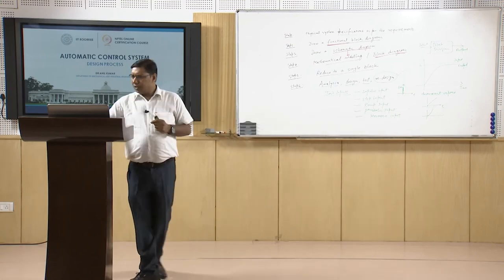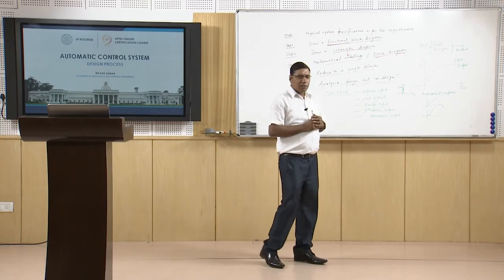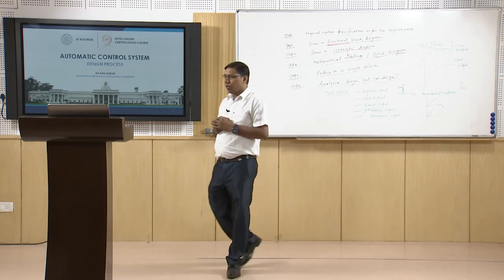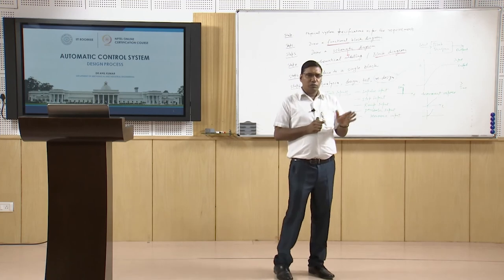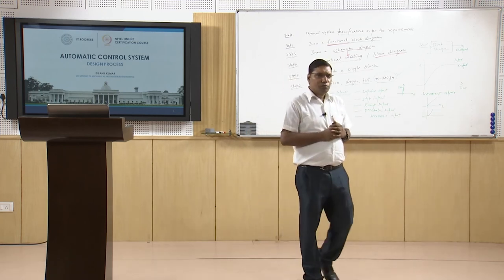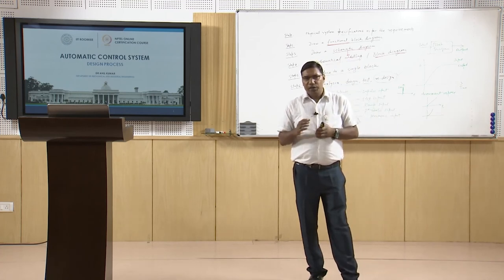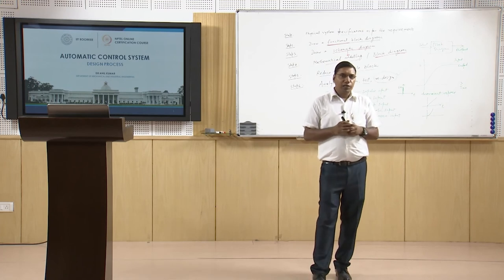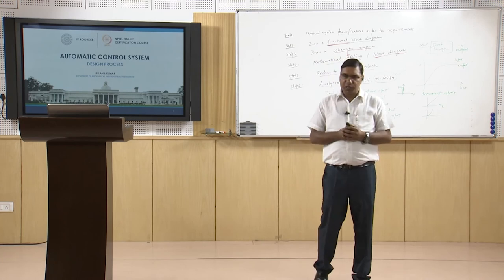So here we can see the first step. The system concept, physical system, we have to define some specifications of the system as per requirement. So we assume that we know there is some specifications for this type of system. So if we have this physical system, we have to see what are the components of the physical system, because this system is made of certain components.